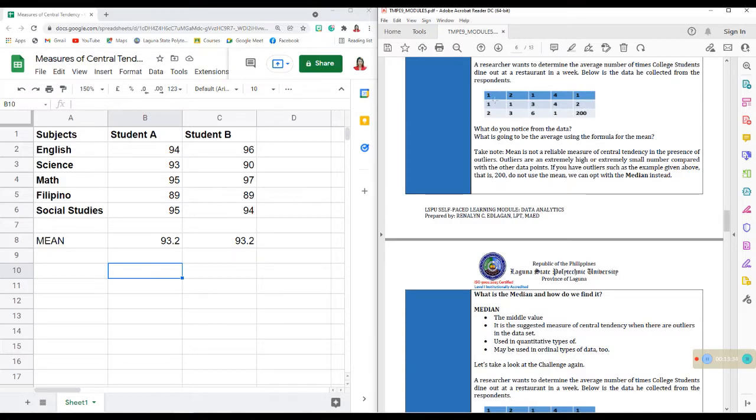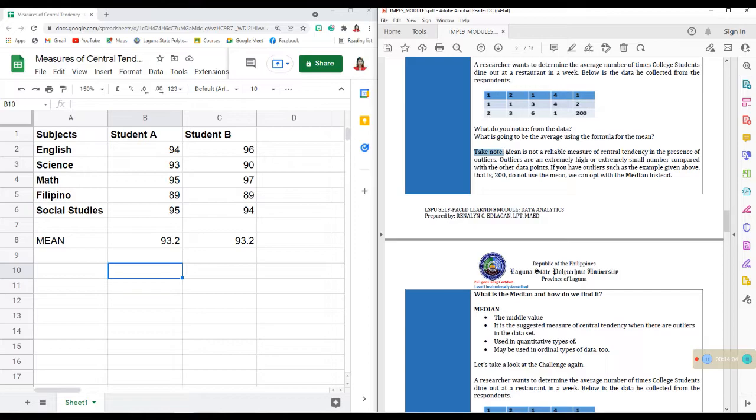So, ito yung data set natin. 112, 213, 136, 441, 12. Tapos may isang estudyante na sinabi niya 200 times siyang kumakain sa restaurant in a week. Okay, so these are my questions. Para po to sa recitation later. What do you notice from the data? And what is going to be the average using the formula for the mean?